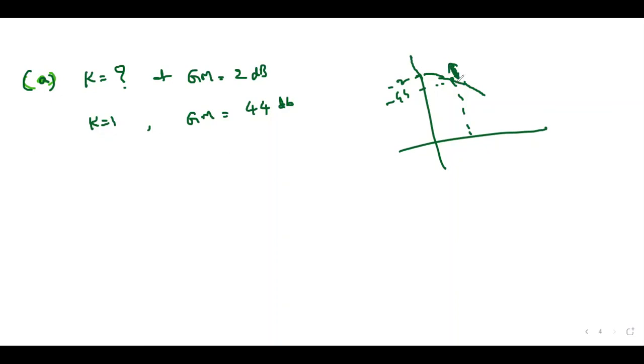Are you getting? Yes, sir. So I need to shift the total plot to this point. Therefore, I will get the plot like this, the total plot shifted up. Now at omega pc, the magnitude became minus 2, so that my gain margin will be 2 dB. If I add some amount to the existing plot, then only it is shifted to this point. So how much amount should I add to shift up?